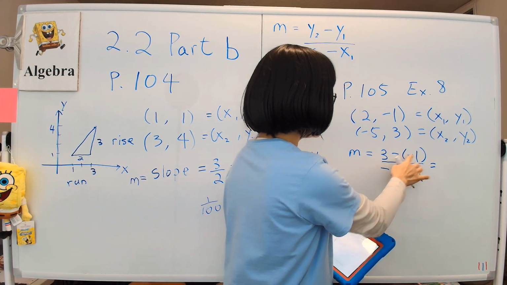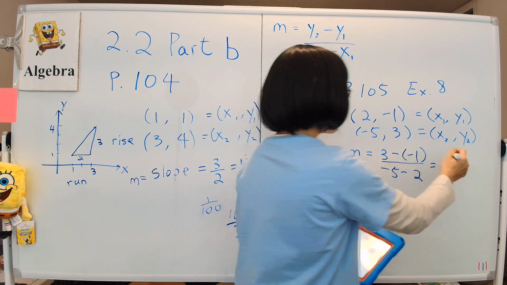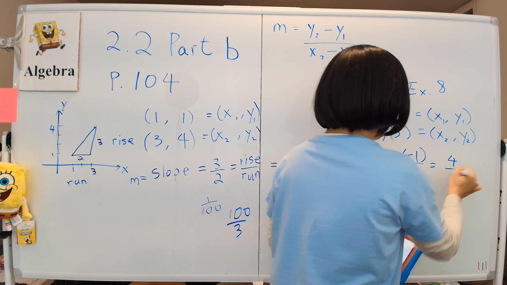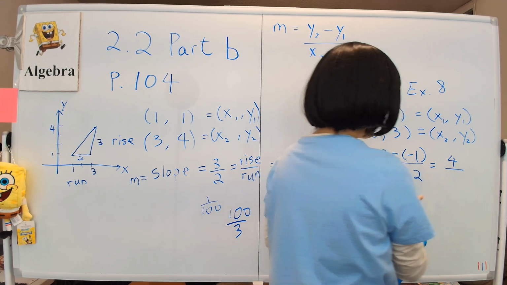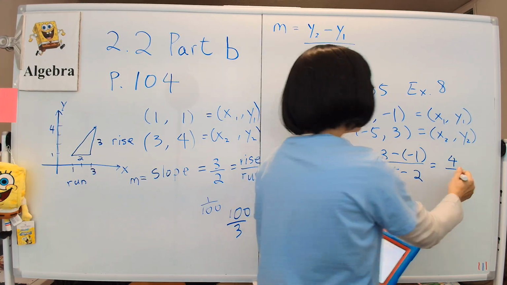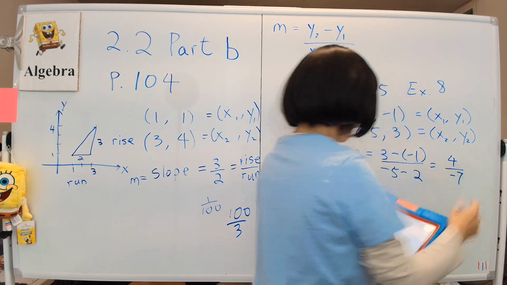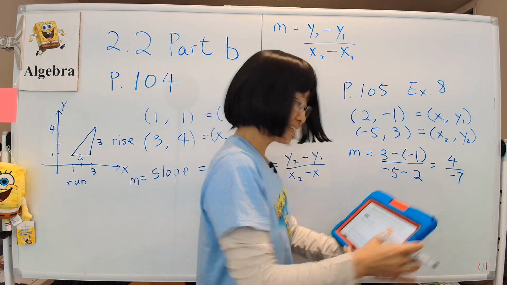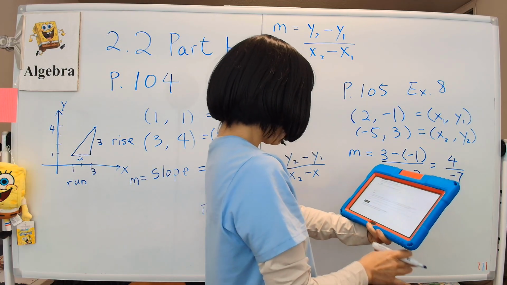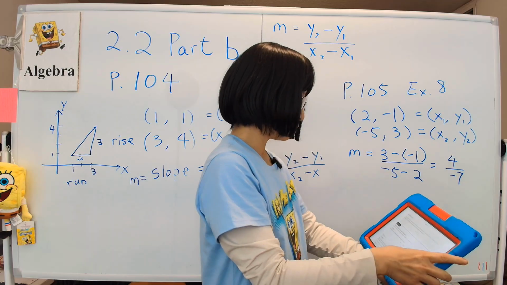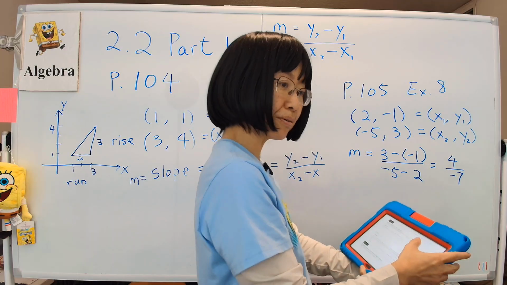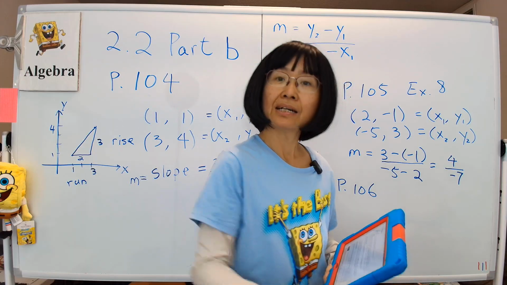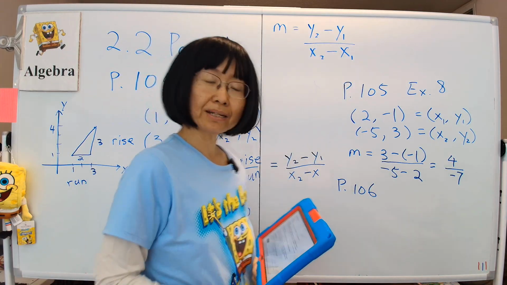So this 2 negative becomes a plus. So this becomes 3 plus 1, which equals 4, and then this becomes minus 7. You have minus 5 and minus 2, and that is negative 7, because all the negative stuff adds together, and that is correct. Okay, and so please do example 8. Redo example 8 as part of your homework. Next, let's go to page 106.